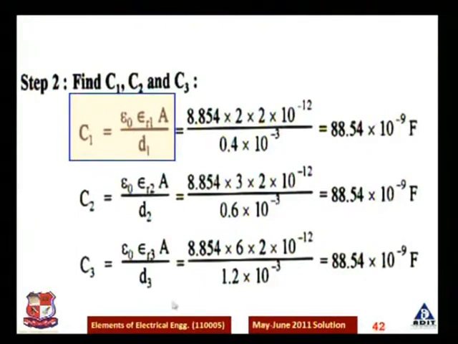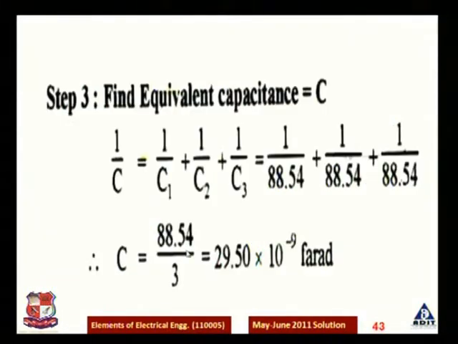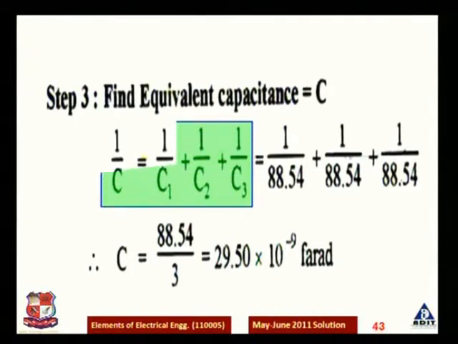These different capacitors. Now step 3, I will find out the equivalent capacitance. So how to find out the equivalent capacitance? See, here my capacitors are connected in series or in parallel. See, they are connected in series.